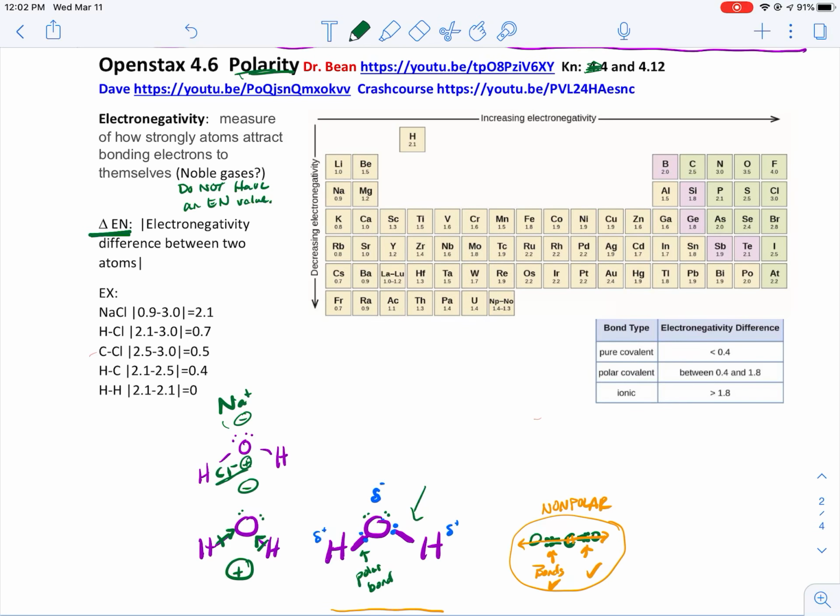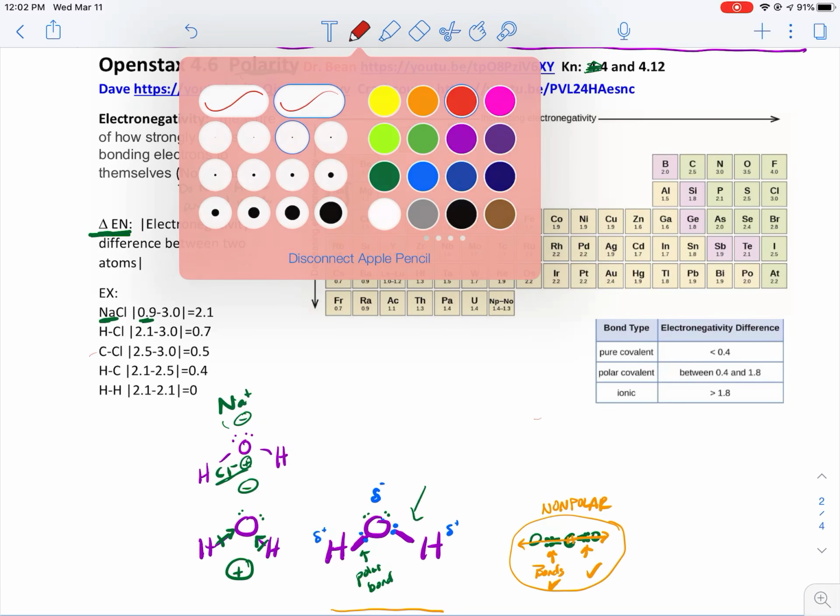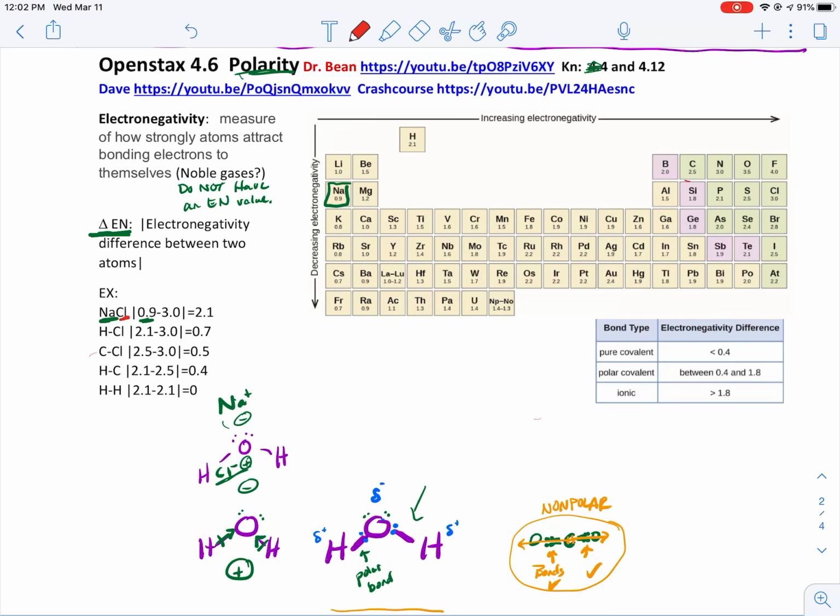Now, to figure out the change in electronegativity, it looks all fancy right here. That's just the difference between two atoms' electronegativity. So if you look at sodium, his value right there, it's 0.9. And if you look at chlorine, right over here, it's 2.5. So it's just the difference. I'm sorry, I grabbed carbon. I'm having all kinds of problems. It's 3.0. So if you look at the difference between those two, it's 2.1.